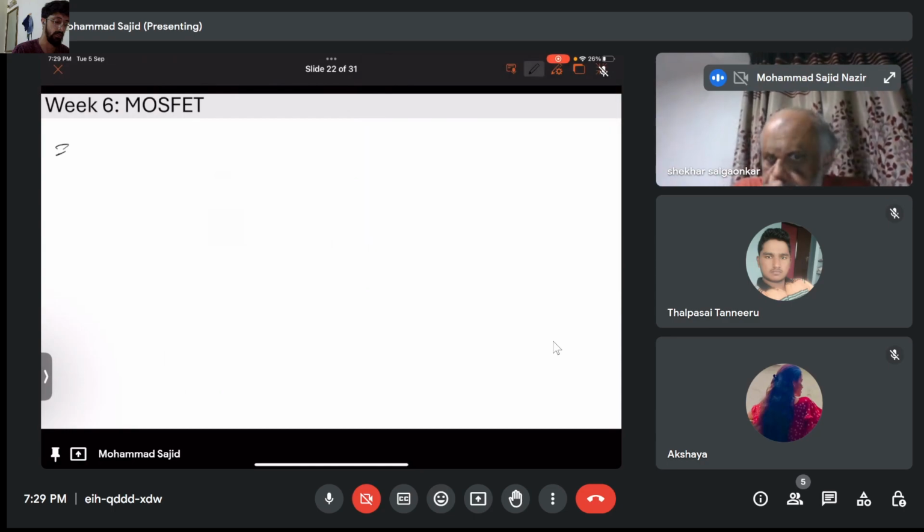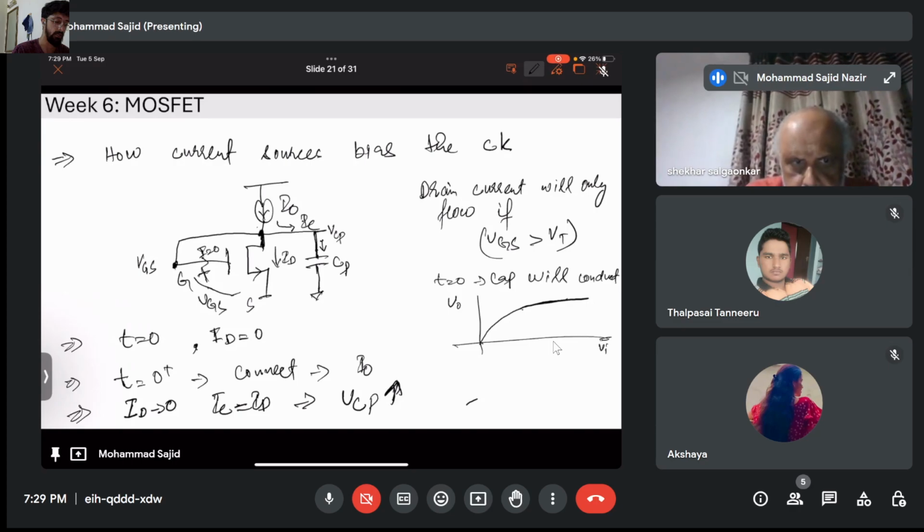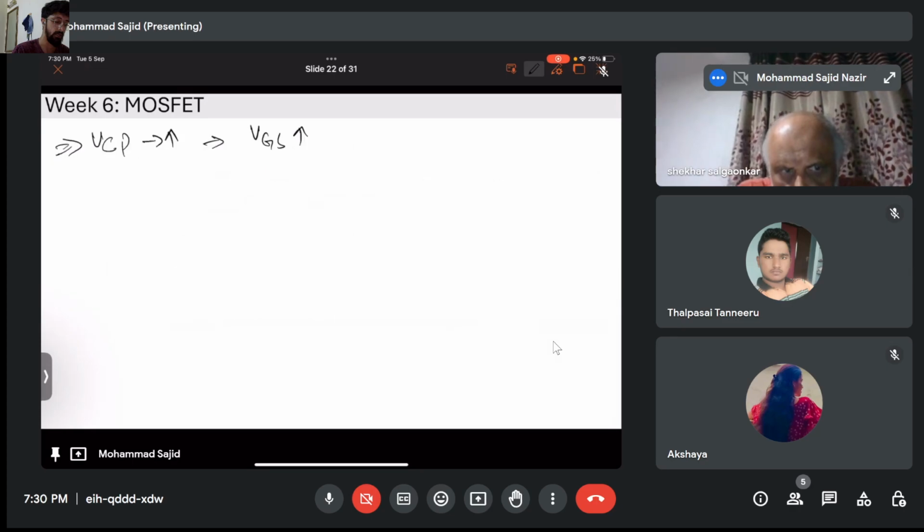If this is understood now, this VCP increases, which means your VGS is also increasing, right? You can see from this figure, VCP is connected directly to the gate, and since the transistor is not conducting, the whole current flows through the capacitor. The capacitor goes on charging, and it increases the potential. This potential in turn increases the VGS. When VGS reaches VT, the transistor turns on, right?